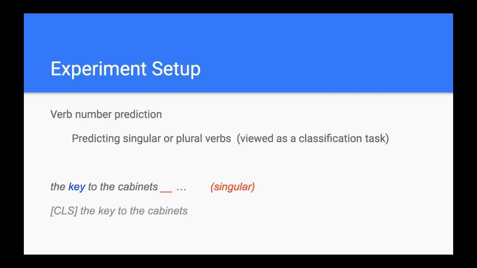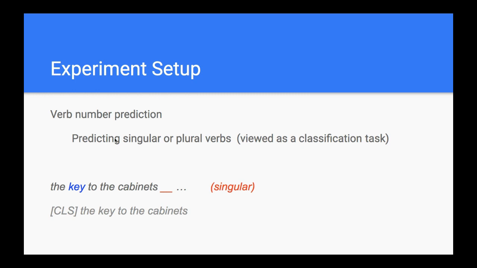So let's talk about the experiment setup. This paper used an experiment to verify whether there's a very strong difference between using the raw attention, attention rollout and attention flow. The task they did was verb number prediction.